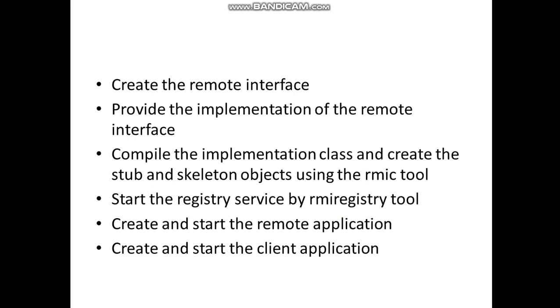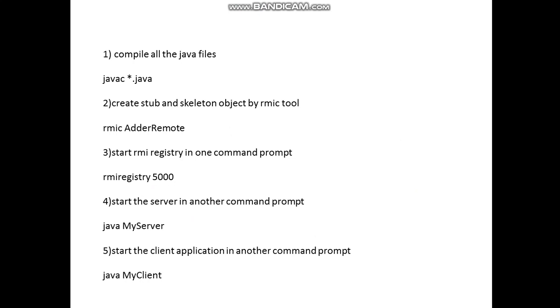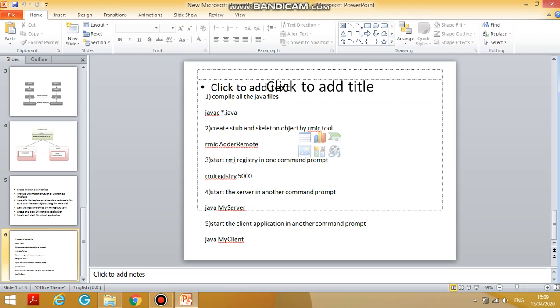The steps are: create the interface, provide the implementation, compile and create the stub and skeleton using RMI, start the registry service using the RMI registry tool, and start the remote application and the client application. These are the steps we need, so let's go through one example.